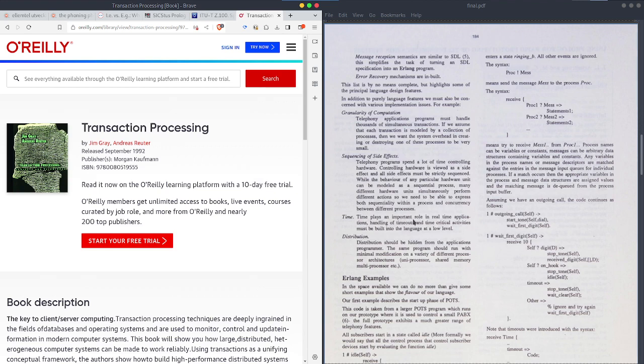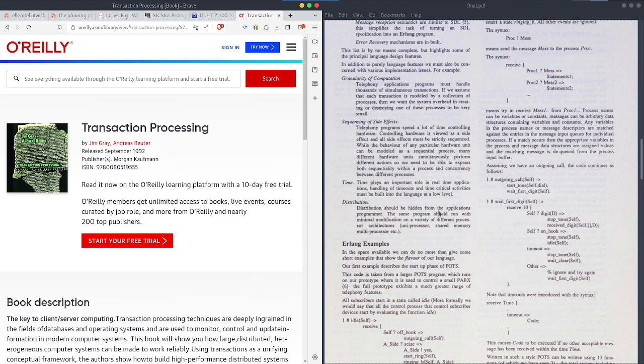Time plays an important role in real-time application. Handling of timeouts and time-critical activities must be built into the language at a low level. Distribution should be hidden from the application programmer. The same program should run with minimal modification on a variety of different processor architectures: uniprocessor, shared memory, multiprocessor, and so on.